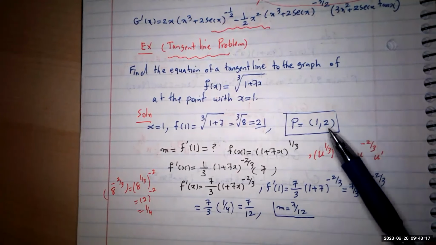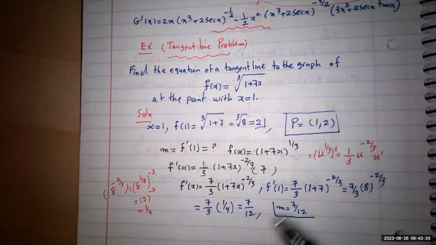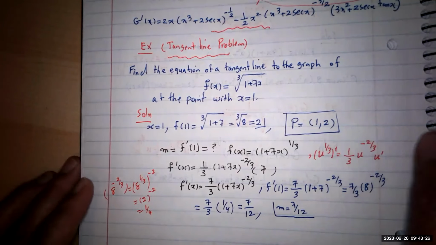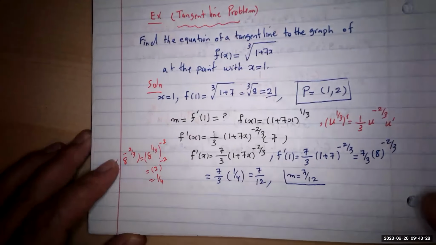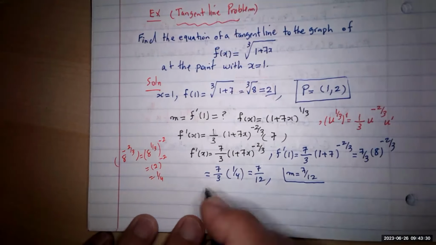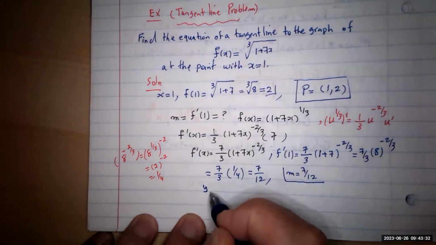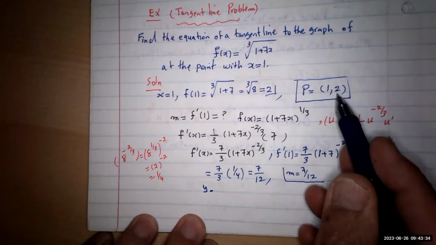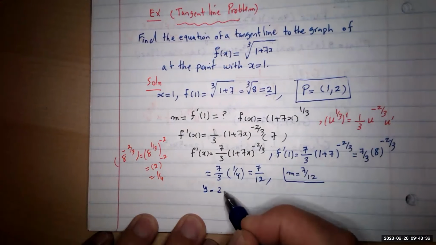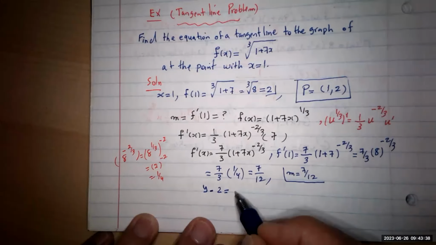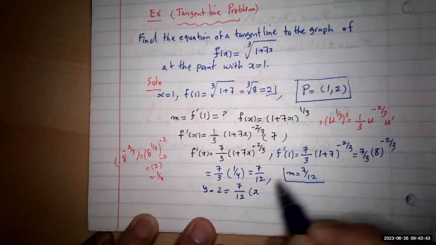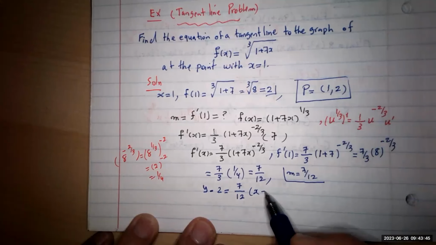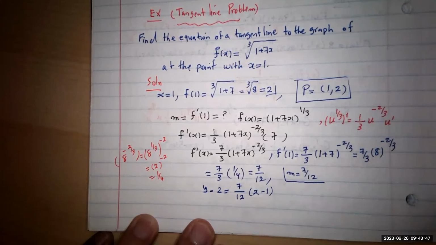Okay, so we have a point and we have the slope. Now we can write the equation of a tangent line. Any question? So the equation of a tangent line: y minus y1, where y1 is equal to 2, equal to m, 7/12, times x minus x1, which is negative 1. And you have to simplify it.